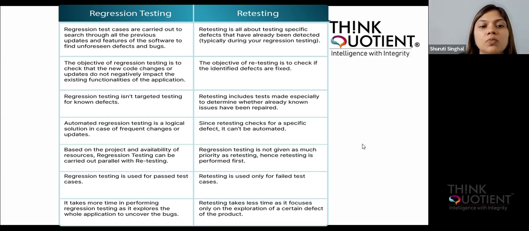So regression testing is more time consuming, guys, right? Because we have to explore the whole application, whereas retesting is less time consuming because we are just focusing on a certain defect.